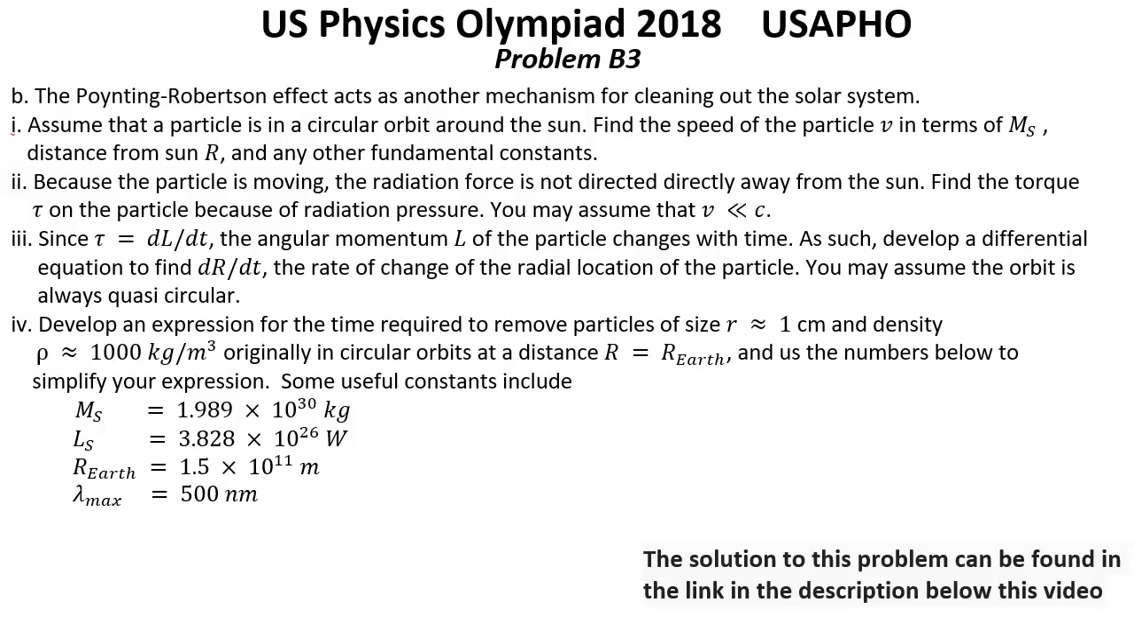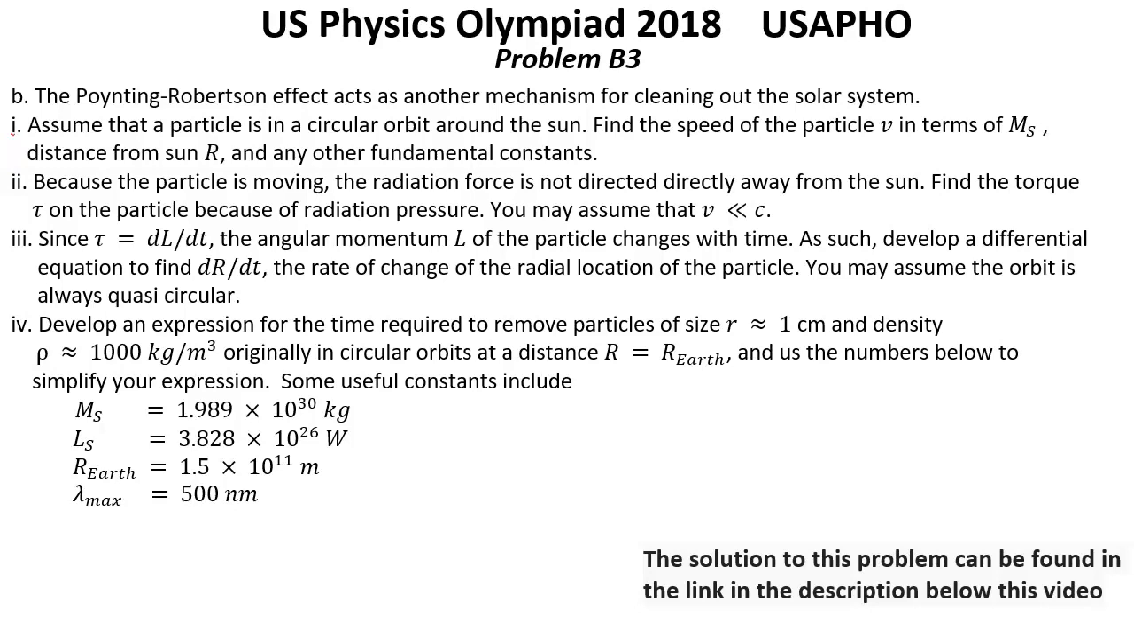III. Since tau equals dL over dt, the angular momentum L of the particle changes with time. As such, develop a differential equation to find dr over dt, the rate of change of the radial location of the particle. You may assume the orbit is always quasi-circular.